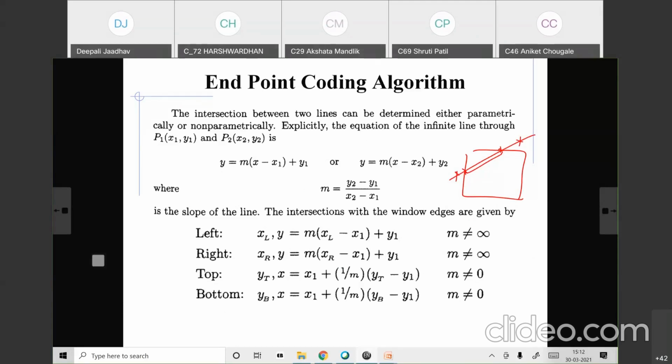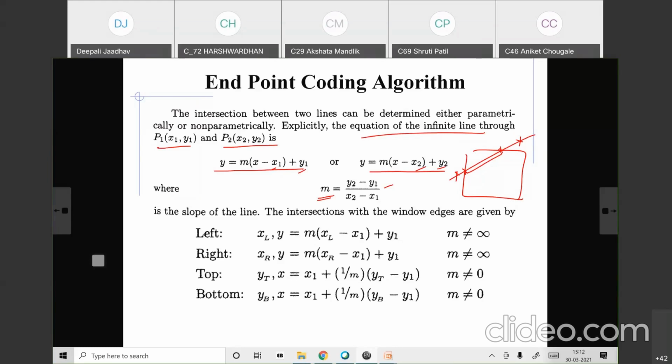How do we write the equation with two points x1, y1, x2, y2? The equation of the infinite line through the points P1 and P2 is y equals m times x minus x1 plus y1, or y equals m times x minus x2 plus y2. Either use x1, y1, or we use x2, y2. What is m? m is the slope of the line. How do we identify the slope? m equals y2 minus y1 divided by x2 minus x1.